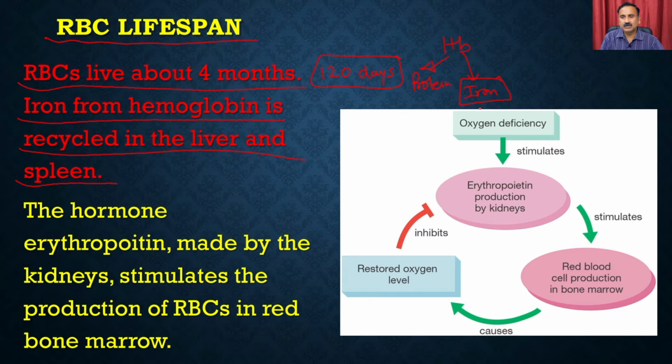So, the iron is going to be recycled back, so that this iron is going to combine again with another molecule of the protein, and that is how it is going to form a new molecule of hemoglobin. This new molecule of hemoglobin is then going to be packed, and that is how it is going to be responsible for the generation of RBCs. So, this iron recycling is going to happen in the liver as well as the spleen.